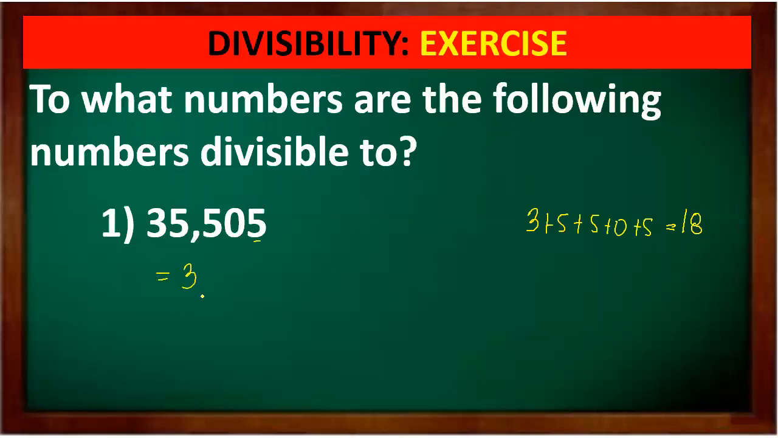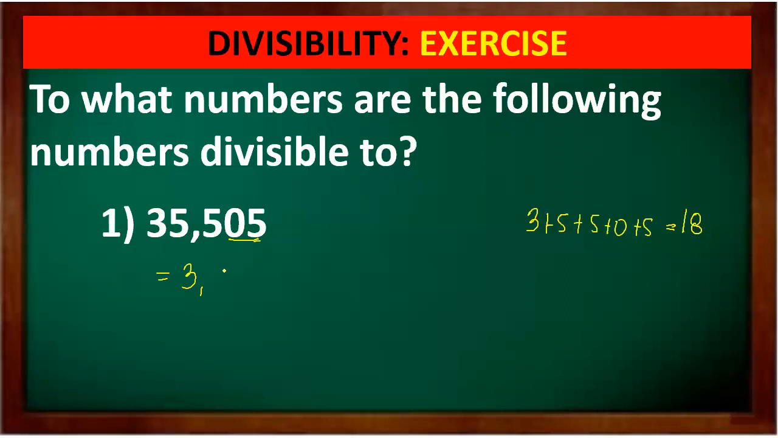Okay, next, is it divisible by 4? Ano yung rule natin kung i-check natin kung divisible siya by 4. Sabi sa rule natin, the number is divisible by 4 if the last 2 digits is a multiple of 4. So, ang last 2 digit natin ay 05. Okay? So, 05 is not a multiple of 4. Because 5, hindi siya multiple of 4. So, therefore, ang 35,505 is not divisible by 4.